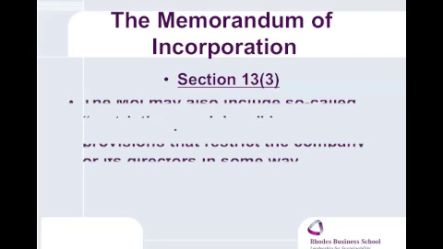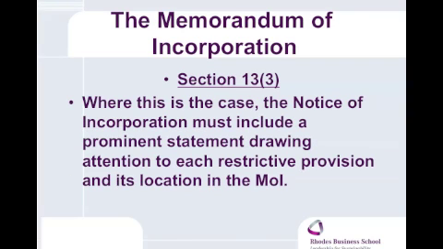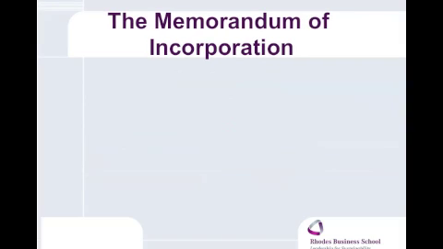Now we move on to section 13.3, and it says that the Memorandum of Incorporation may also include so-called restrictive provisions. These are provisions that would restrict the operations of the company or its directors in some or other way. 13.3 then continues, it says, where this is the case, the notice of incorporation must make a prominent statement drawing attention to restrictive provisions that are located within the MOI. We can't just hide them away somewhere hoping that the public will not notice.